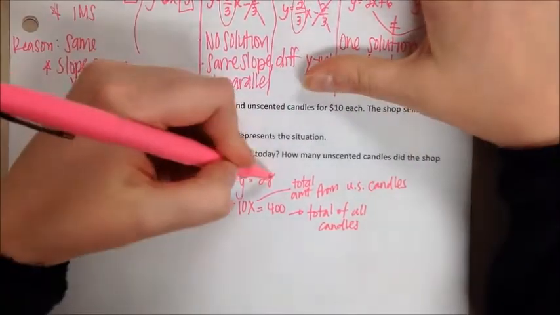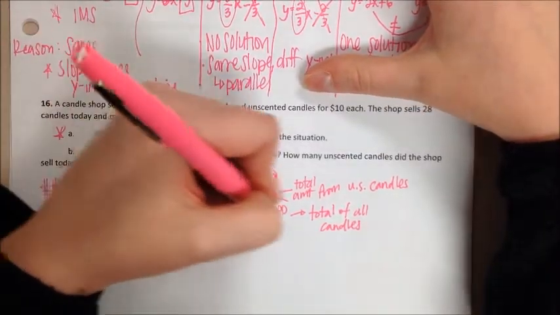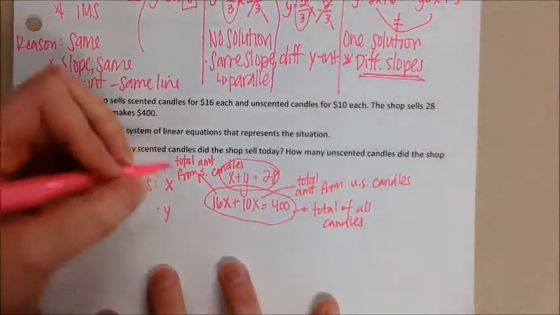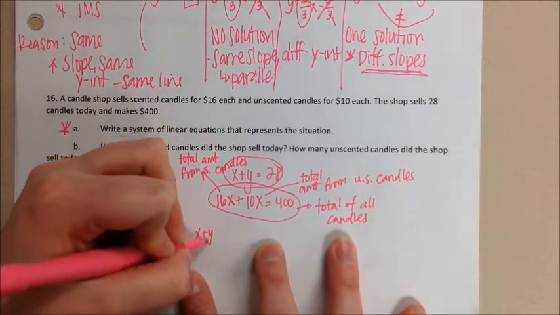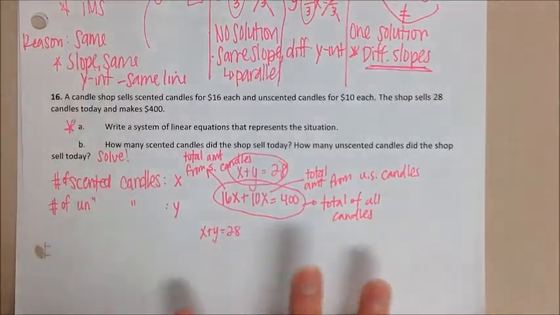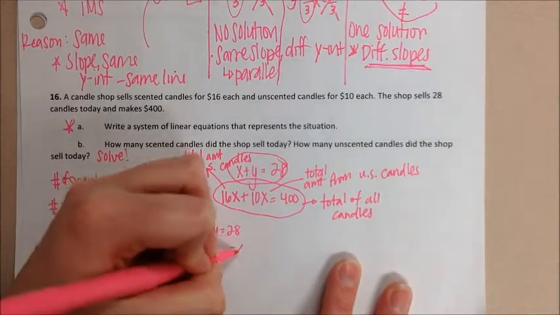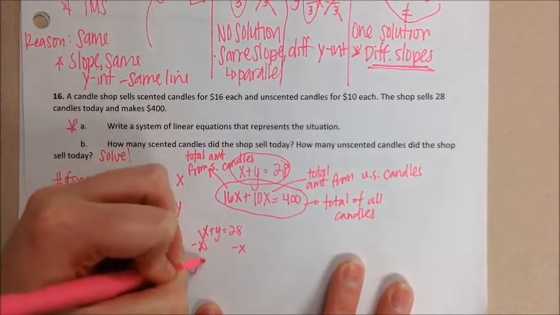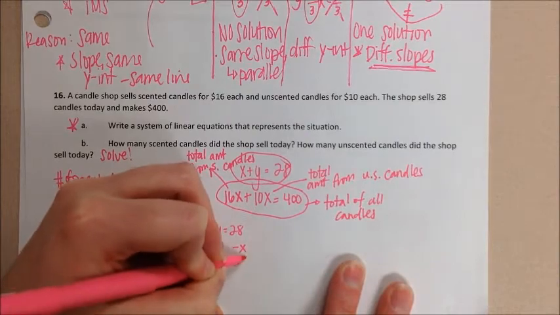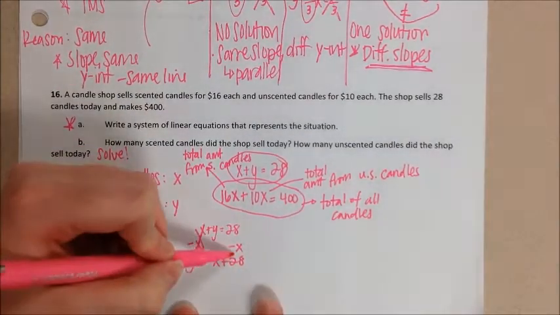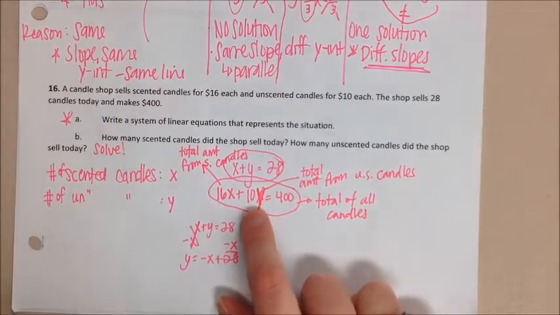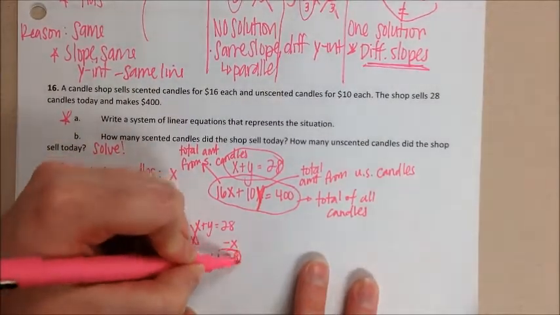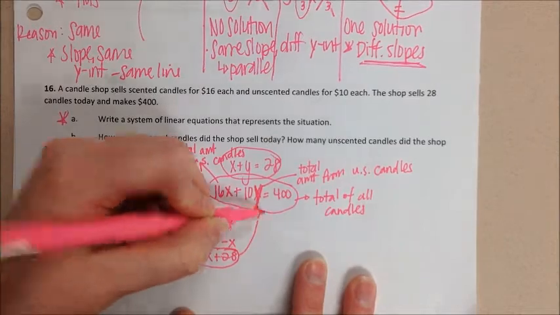Okay, so now I have my two equations. I'm going to use substitution. So I have X plus Y equals 28. I'm going to get Y by itself, so I'm going to subtract X from both sides. So I'm going to have Y equals negative X plus 28. I'm sorry, that should be 10Y, not 10X. So I'm going to take this and plug it in up there.